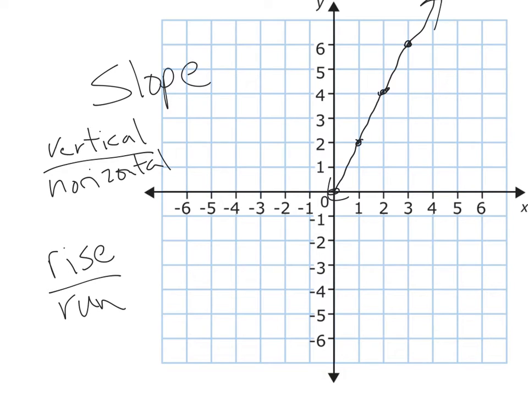So in this case, if you go from this point 0, 0 to this point 1, 2, it goes up 2 spaces. So its rise would be 2. It goes over 1 space. It goes from 0, 0 over to 1, 0 before it goes up 2, right? It goes from 0 to 1. So the run, or the horizontal change, would be 1. So the slope of this line would be represented as 2 over 1, or we could simplify that to just 2. So the slope of this line is 2.